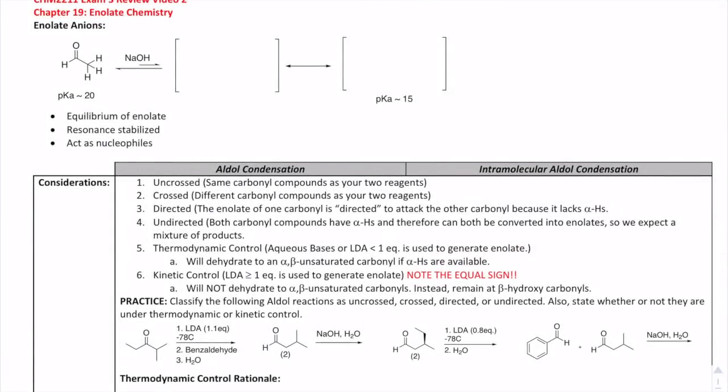Welcome back. Welcome to the Exam 3 review series. Today we're just going to talk about the Chapter 19 material, which is enolate chemistry. So it makes sense that the first thing we're going to talk about is enolate anions.